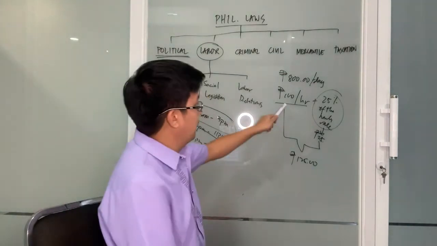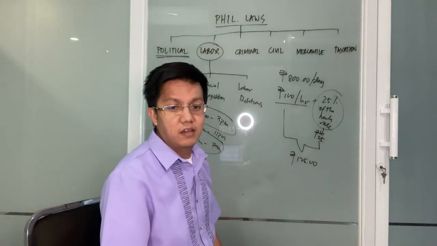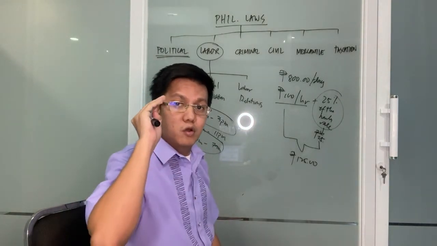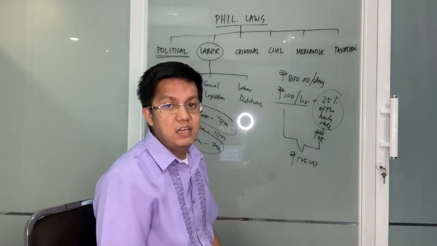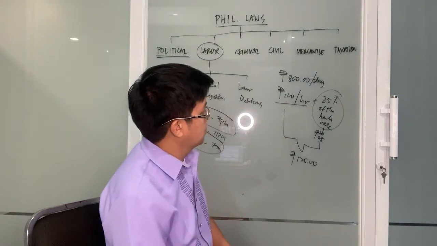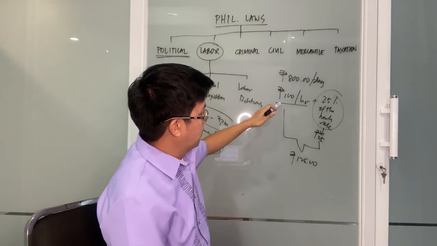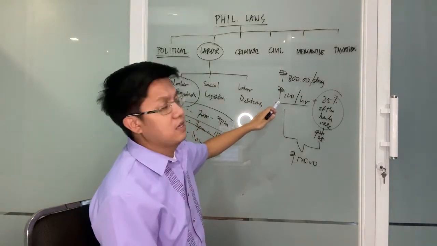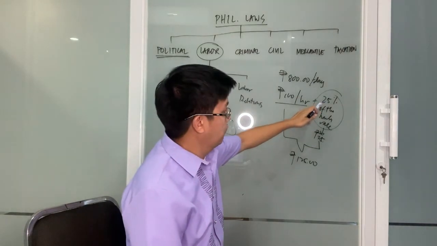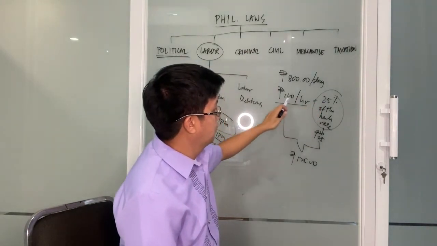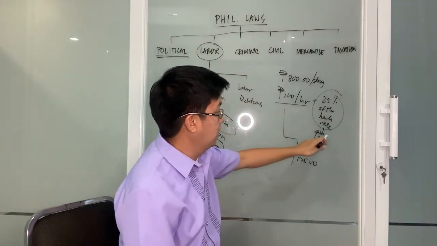Kasi hindi lang simpleng additional 100 pesos. Kasi ang sabi ng Article 87, your regular wage plus at least 25% of the hourly rate. So meaning to say, magkano yung hourly rate mo? 100 pesos per hour. Hindi lang yan yung ibibigay. Magdagdag pa ng 25%. And the 25% will be based on your hourly rate, which is 100 pesos. So that's why we have 25.